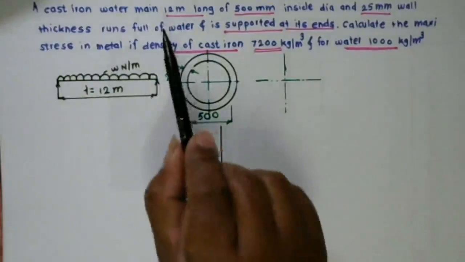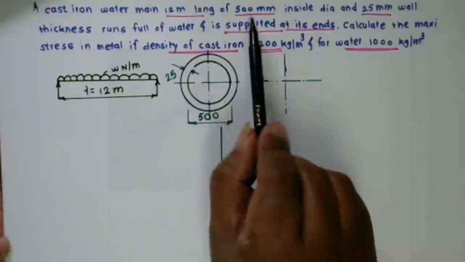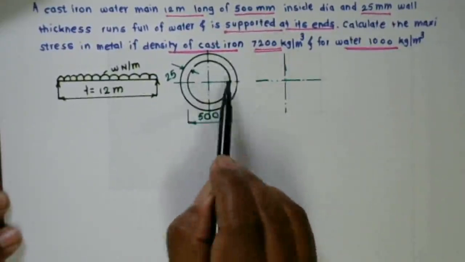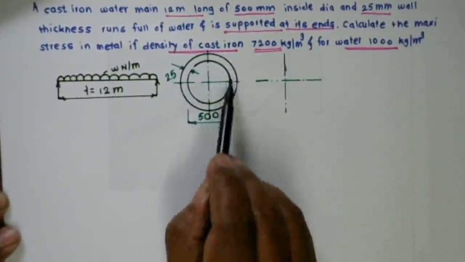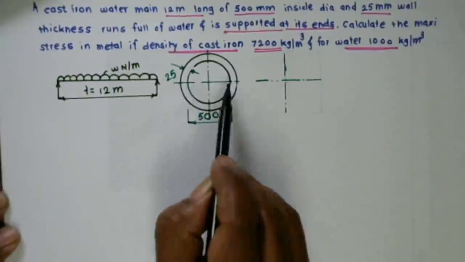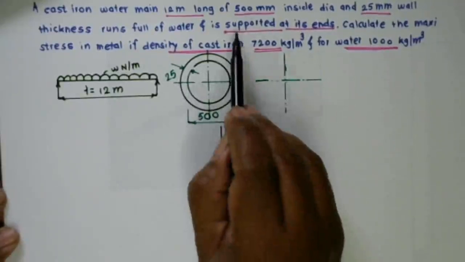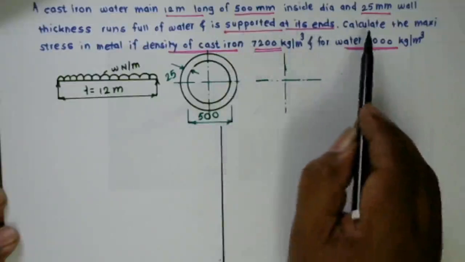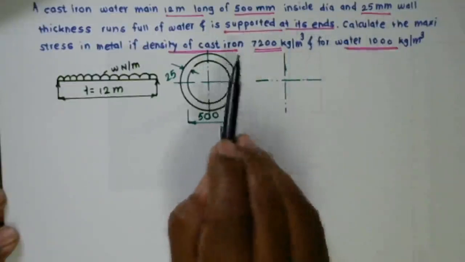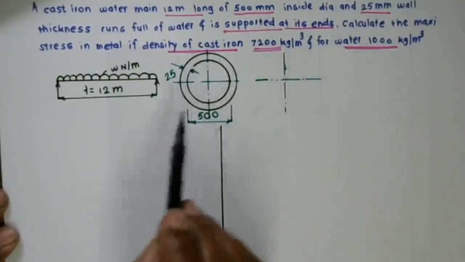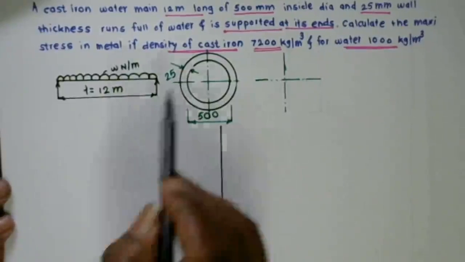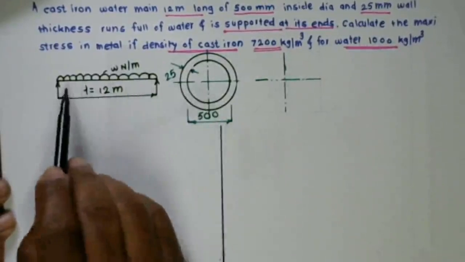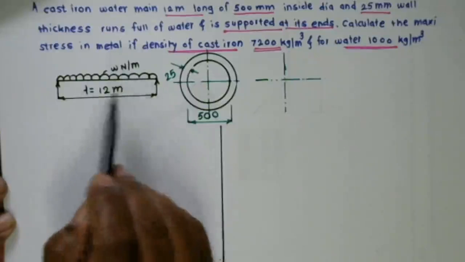In this numerical, length of the pipe is given 12 meter, inside diameter 500 mm, and thickness is 25 mm. So inner diameter becomes 500, outer diameter is 550 mm, 500 plus 25 plus 25. It is given supported at its ends. It means it is a simply supported beam case, and density of metal and density of water is given. So in this case, first we have to calculate the weight of water and weight of the metal. Then we can calculate the total weight of that pipe full of water.